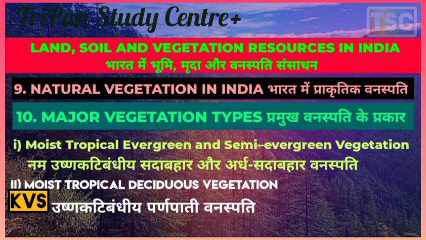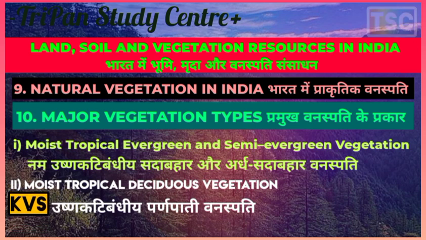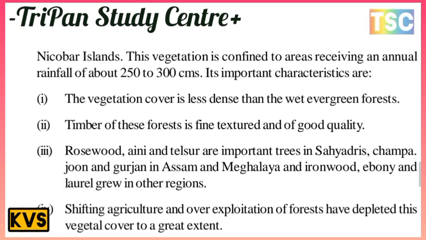Next, tropical semi-evergreen vegetation. Tropical semi-evergreen vegetation is found between wet evergreen vegetation and moist deciduous vegetation. This type of vegetation is found on the Meghalaya plateau, the Sahyadris, and the Andaman and Nicobar Islands. This vegetation is confined to areas receiving annual rainfall of about 250 to 300 centimeters. The important characteristics are these.